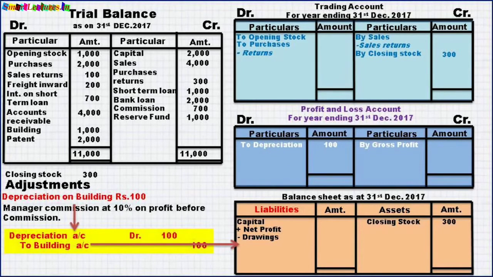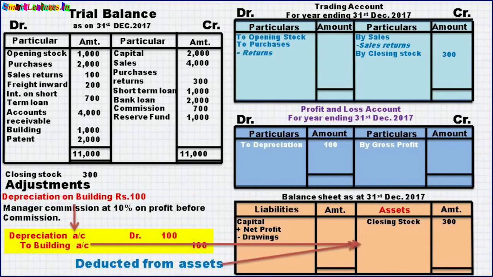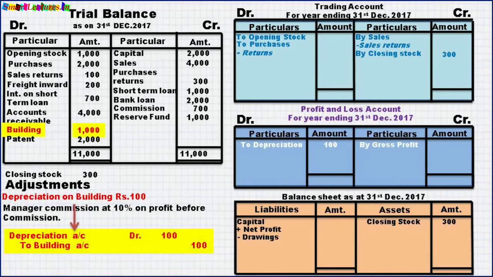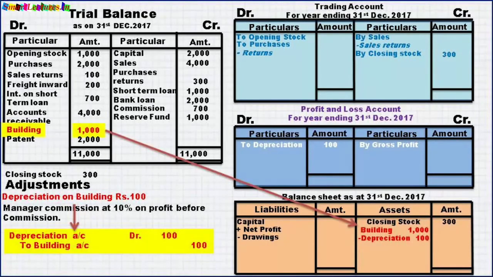But building cannot be taken to the liability side, so it will be taken to the asset side but will be deducted in the inner column. So what is the value of building in the trial balance? That is 1000. So write down building 1000 in the inner column minus depreciation 100. In the outer column, it will be 900 rupees.